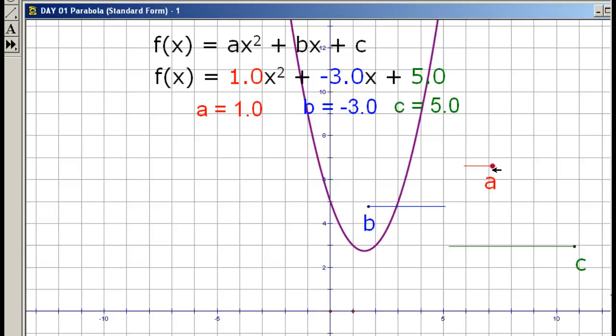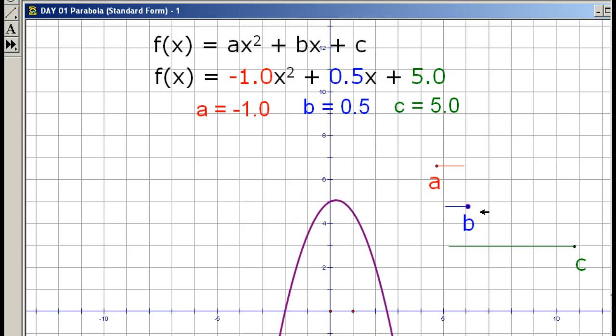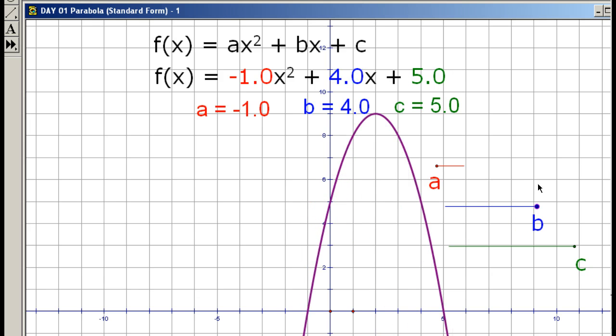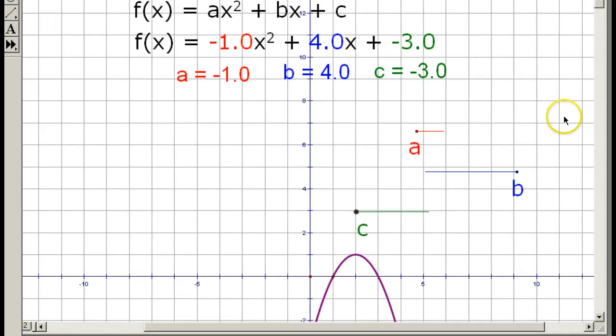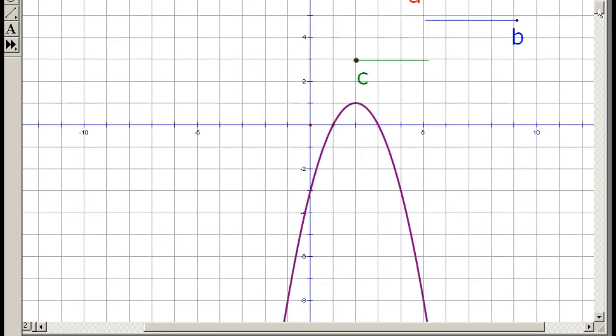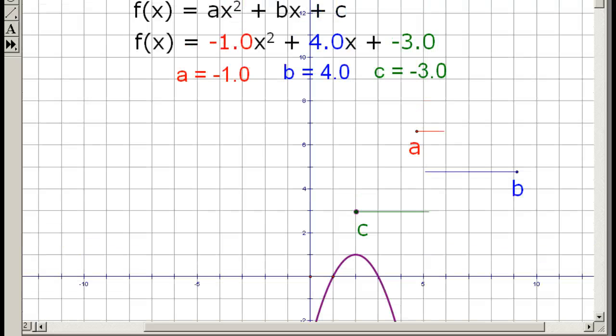So take number 1. A is equal to what? Negative 1. B is equal to 4. And C is equal to negative 3. There's our graph right there. That's what it's going to look like. So the question is, how can we do this, just using our calculations?